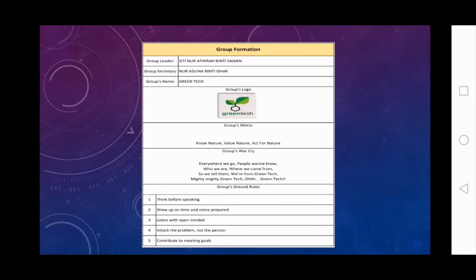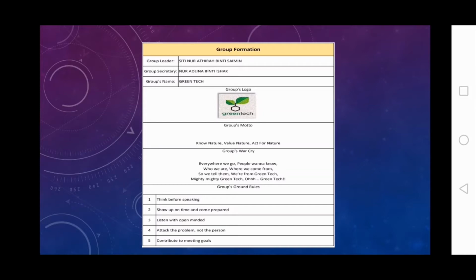Our group motto is know nature, value nature and act for nature. Our group's war cry is: everywhere we go, people want to know who we are, where we come from. So we tell them we are from Green Tech, mighty Green Tech, oh Green Tech.